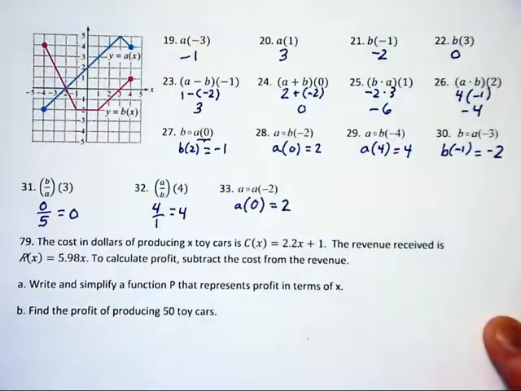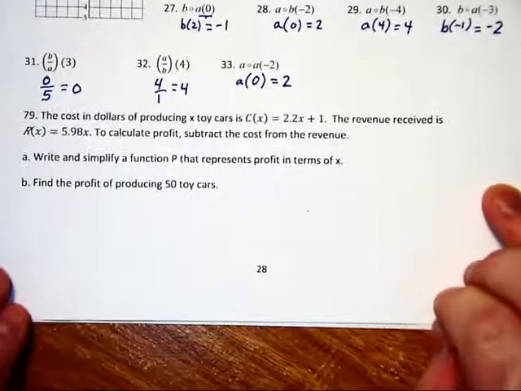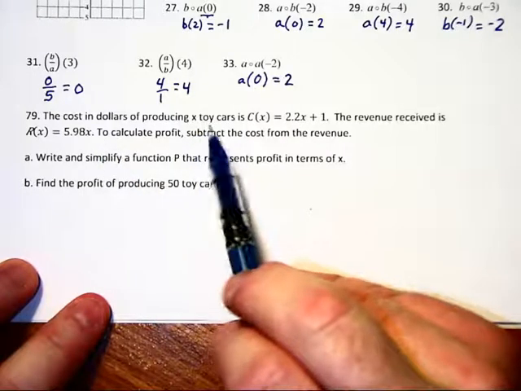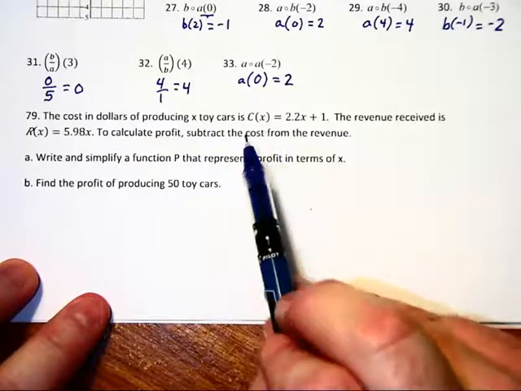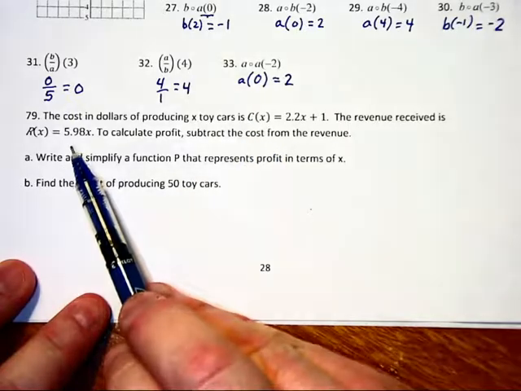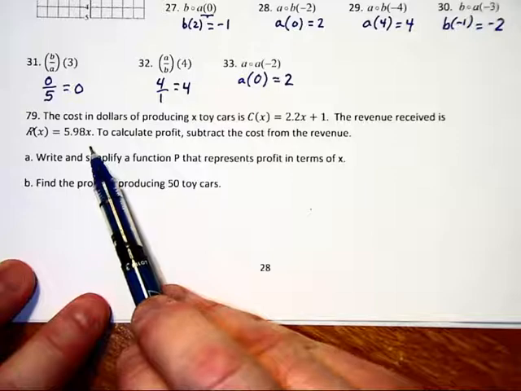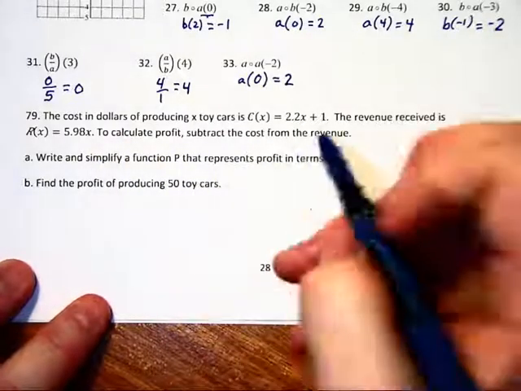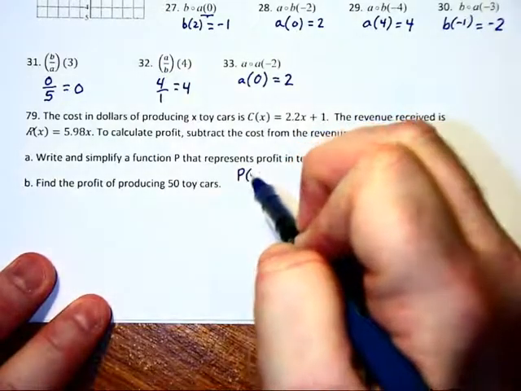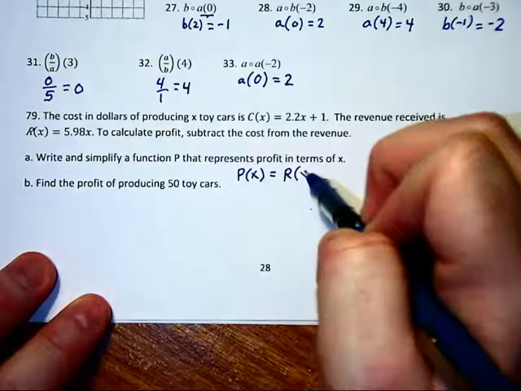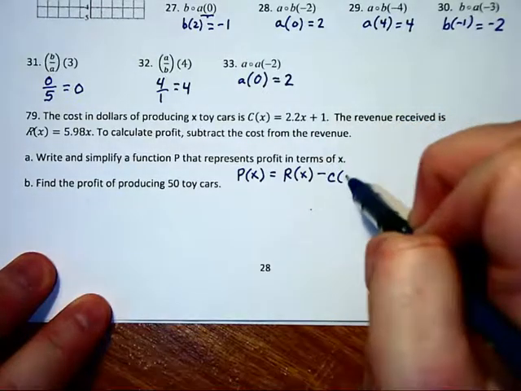Okay, so if you can do these, you really know what's going on. Let's move down here to the final problem in this section. We've got a cost of producing x toy cars given by this cost function. Notice we have cost as a function of x, and we have a revenue function also in terms of x. So to calculate the profit, we want to subtract one from the other. So I'm going to say P of x, the profit, is going to be the revenue, the amount of money you take in, minus the cost.